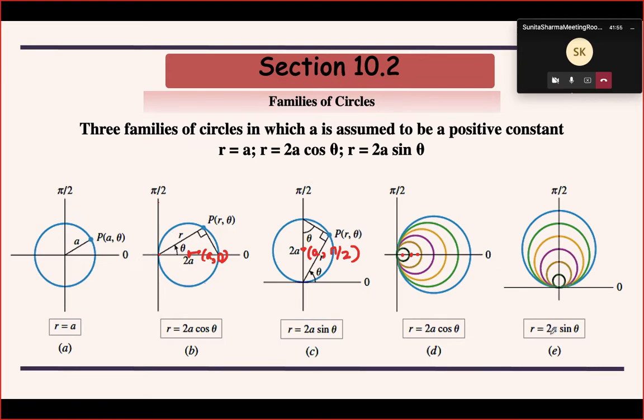Similarly for 2a sine theta, this is the family of circles which you can get for different values of a. So every time your line theta equals 0 is going to serve as your tangent line. Is this clear till here? This is like a summary for all the circles. So is this part okay?